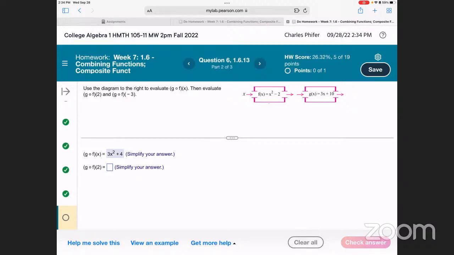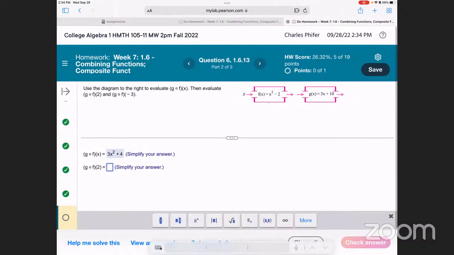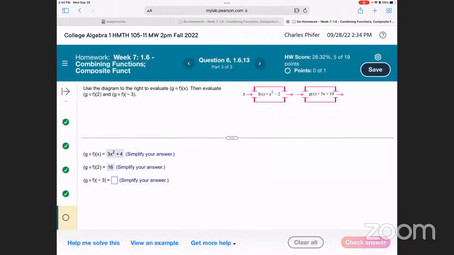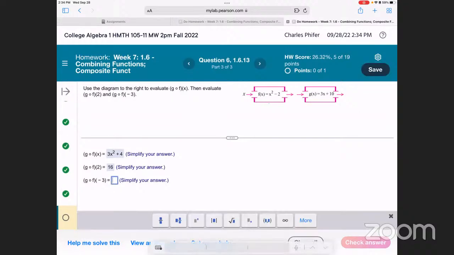Then we have g of f of 2. We want to plug 2 into that answer we got. 2 squared is 4, times 3 is 12, plus 4 is 16. Then we want to plug negative 3 into that result. Negative 3 squared is a positive 9, times 3 is 27, plus 4 is 31.